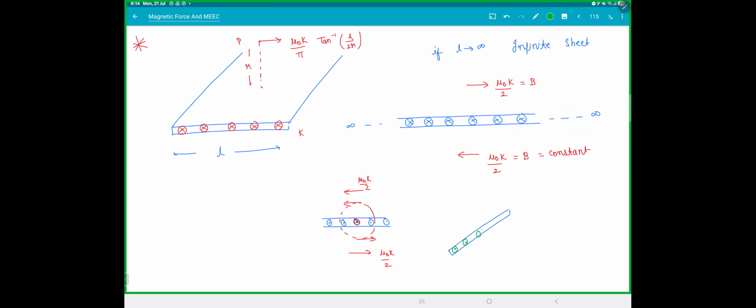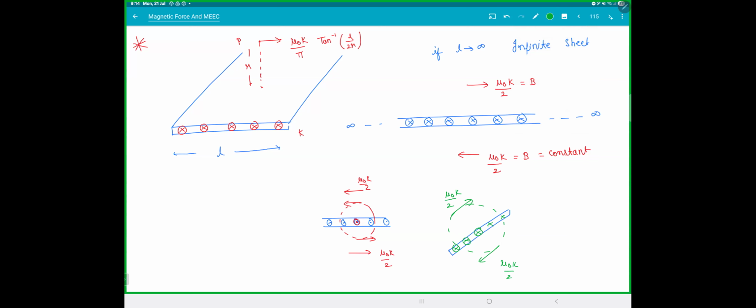What do you think will be, let me put a cross. What will be this direction? So take any one wire. This direction will be clockwise, isn't it? This way and this way. Magnitude is easy, mu naught k by 2.